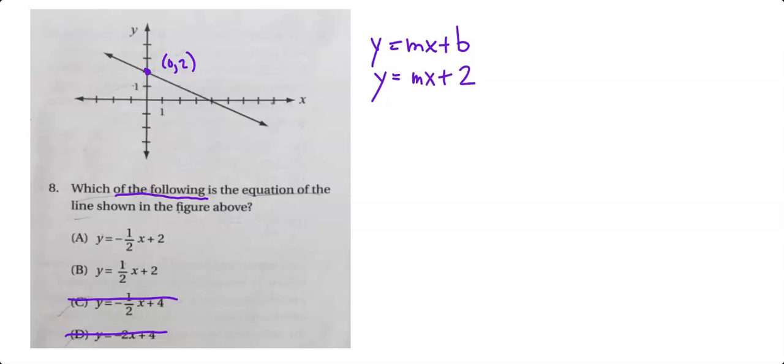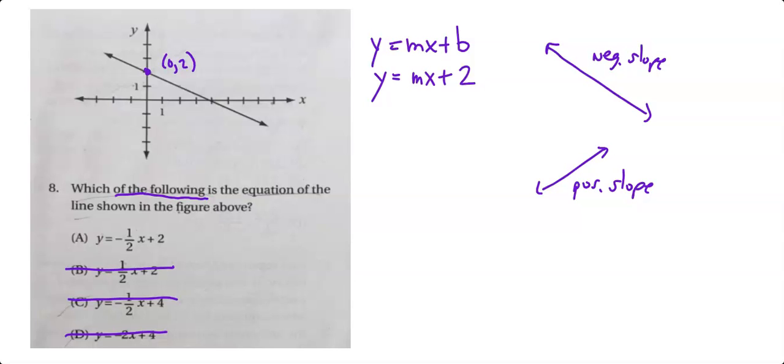Well, another thing to realize is that a line going down like this is a negative slope, and a line going up is a positive slope. So that fact alone would allow us to eliminate B and get the answer A.